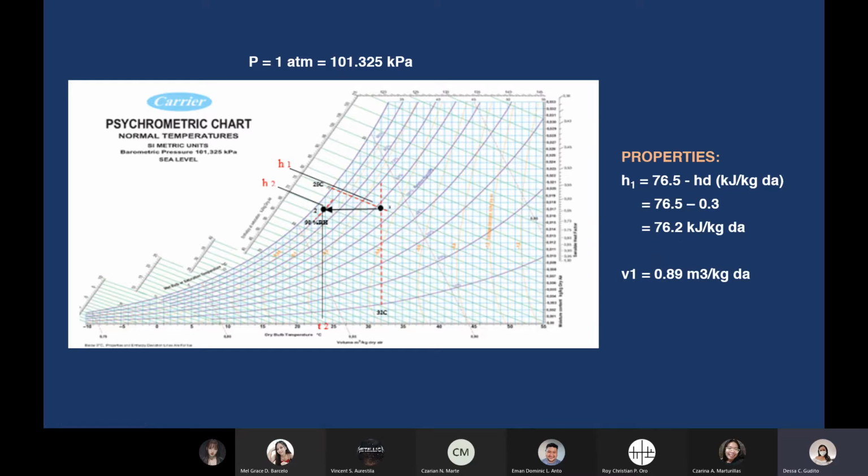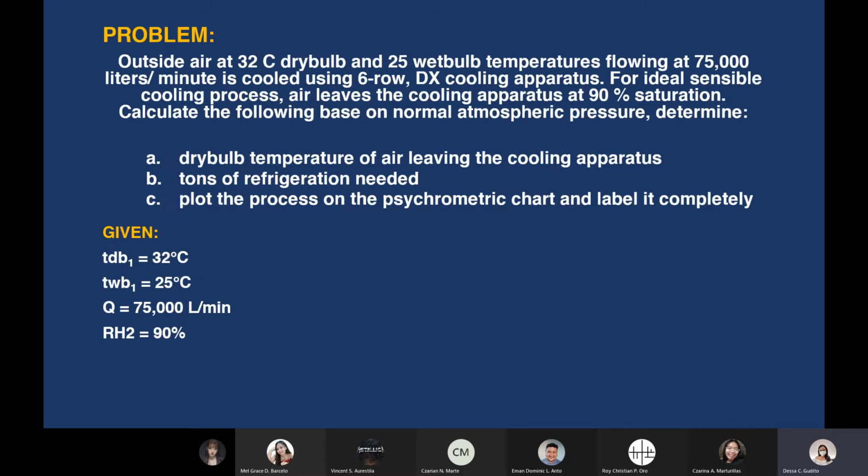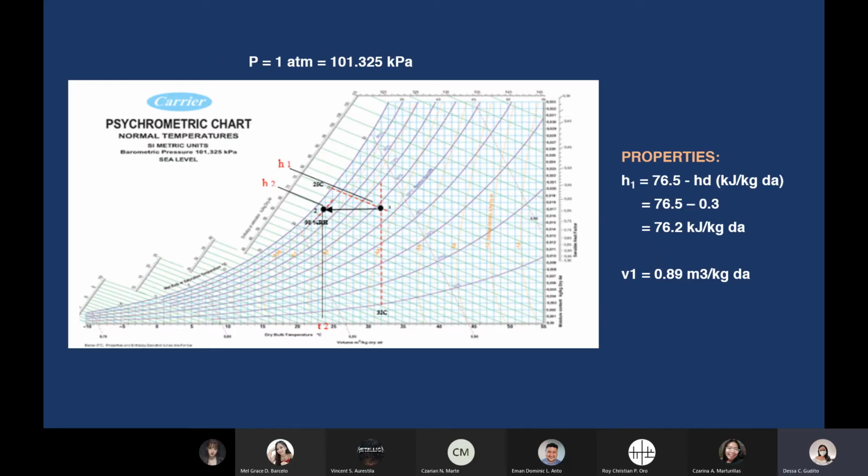As stated in the problem, for our tons of refrigeration, we need to find the mass of the dry air that enters the system. To be able to get that, since the given is the volumetric flow rate, we need to find the specific volume of dry air based on the chart. So we need to get the value of the specific volume, at the enthalpy of 76.2.